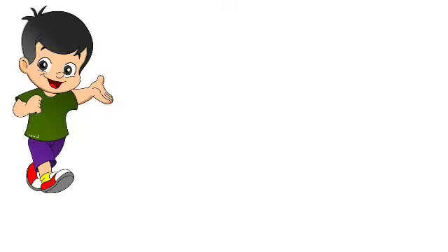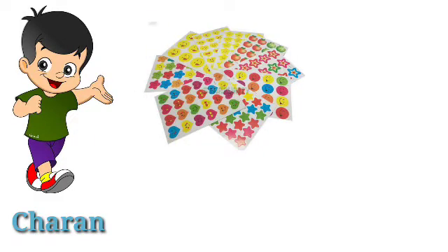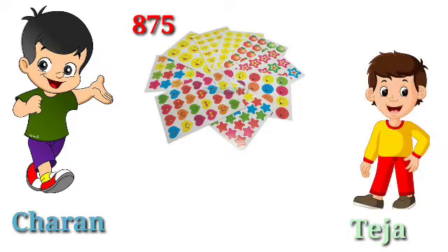So, see children, he is Charan. Charan has a habit of collecting stickers. He has 875 stickers in his home. His friend Teja wants some of the stickers and he asked Charan, Charan, will you give me some stickers? Then Charan said, of course, you can take some stickers, Teja. I'll give you 250 stickers so that you can also use them in your home.